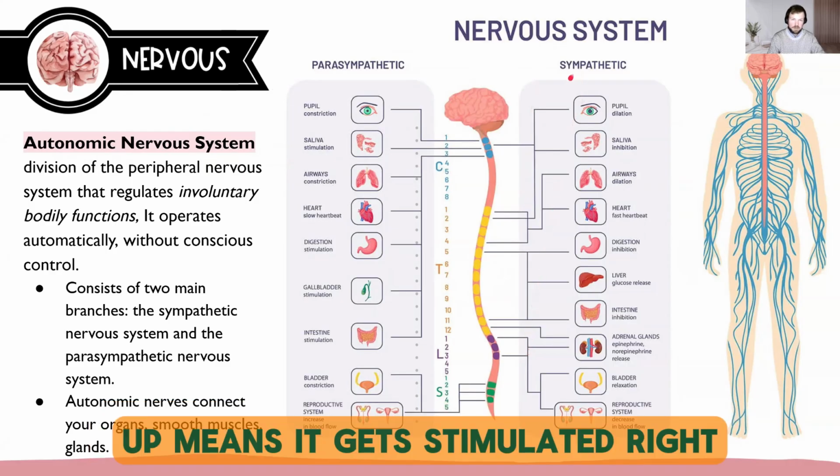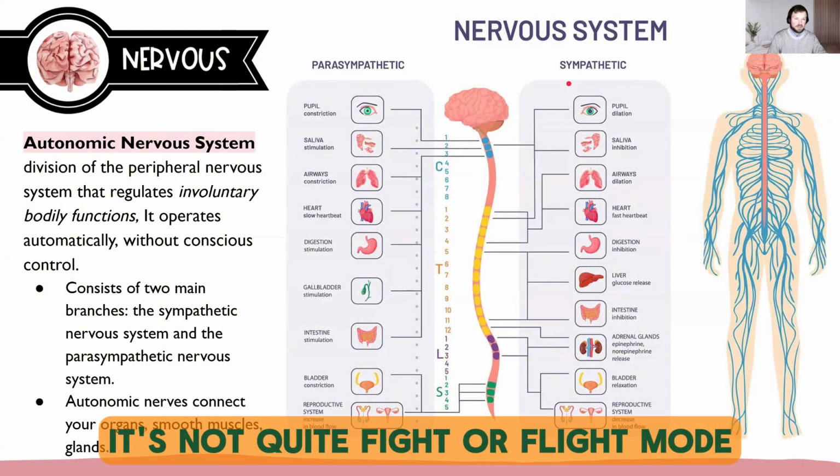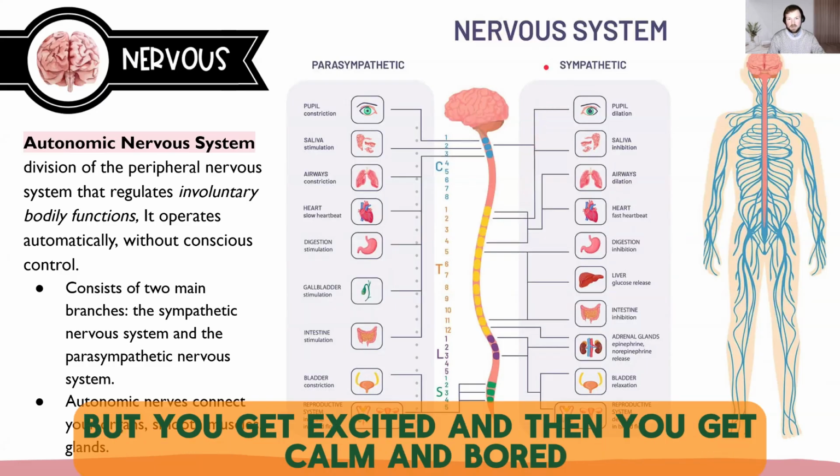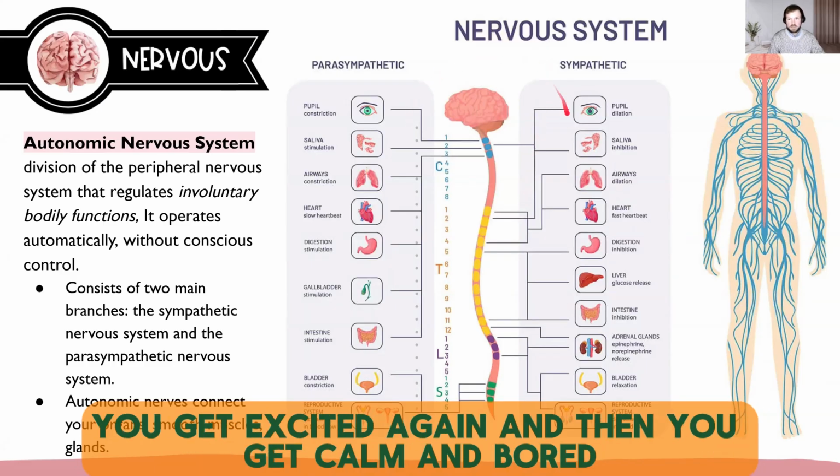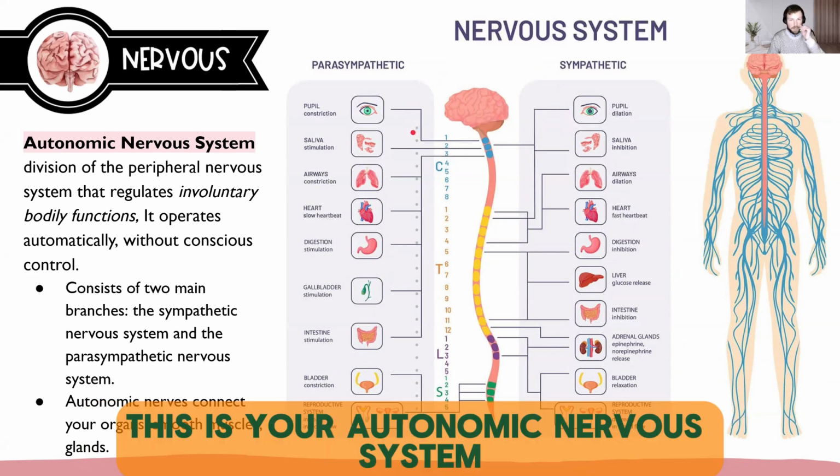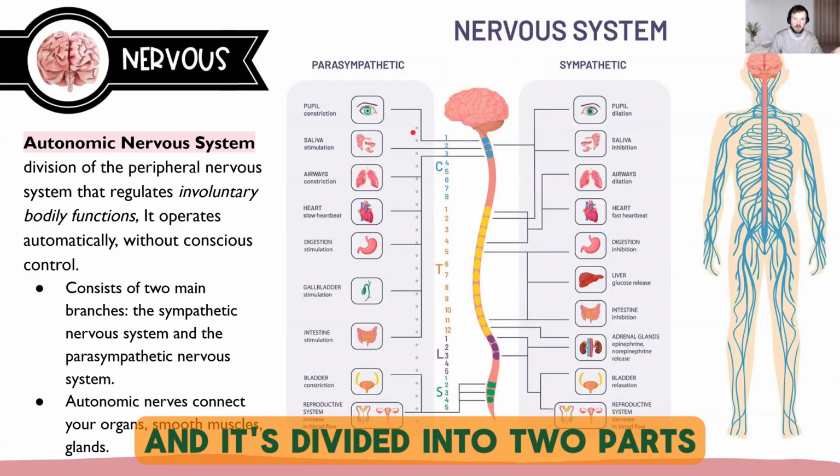Up means it gets stimulated, right? Your heart rate increases. It's not quite fight or flight mode, but you get excited and then you get calm and bored. You get excited again and then you get calm and bored. This is your autonomic nervous system, and it's divided into two parts.